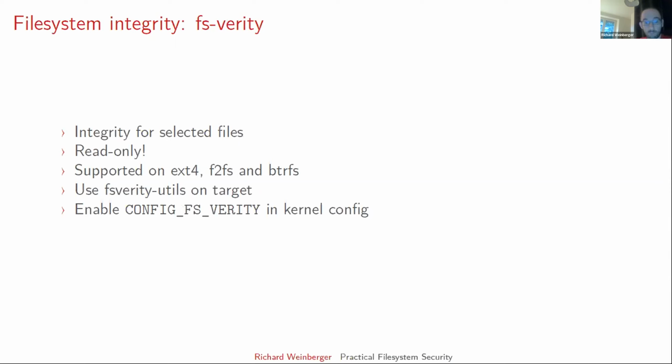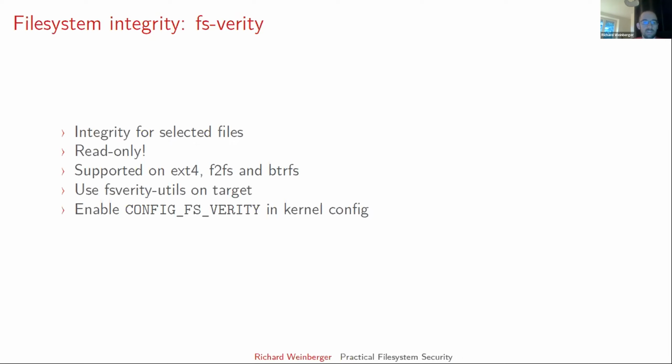And like fscrypt, there's also a mechanism that's called fs-verity that works on file system level. It's supported in ext4, F2FS, and Btrfs. You can have integrity checks for single files, but the downside is this single file will then turn read-only. The use case is also from Android. They wanted to protect certain factory reset images or app packages so that an attacker cannot change them.